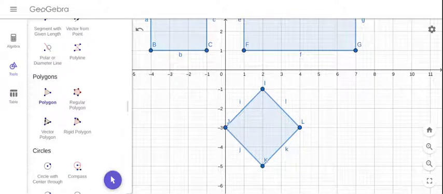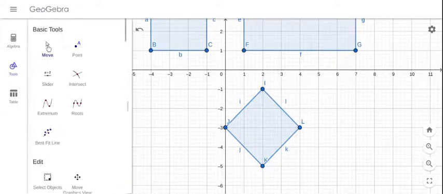So these are three basic polygons, and in the next video we will see two more and see their properties.